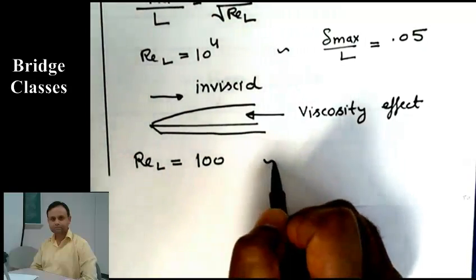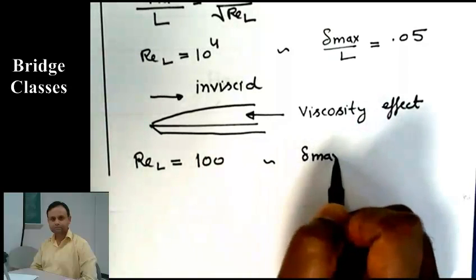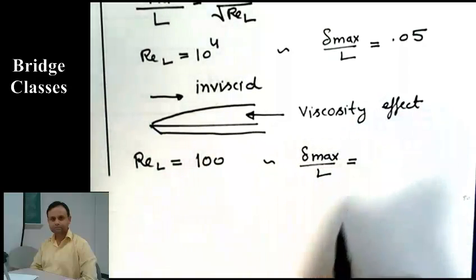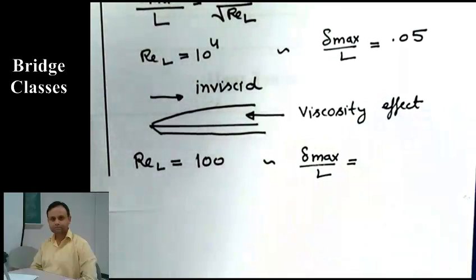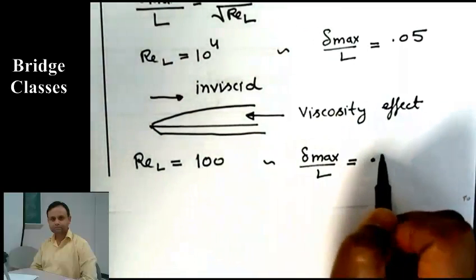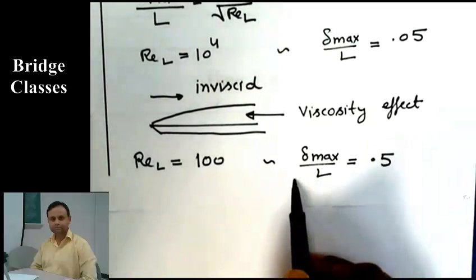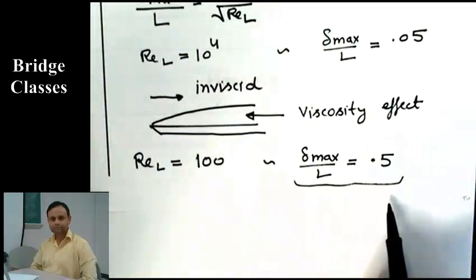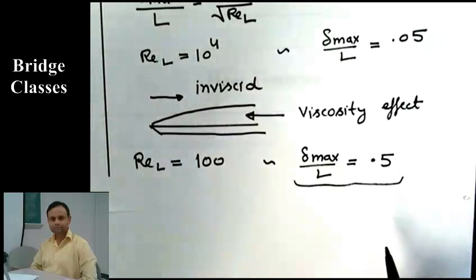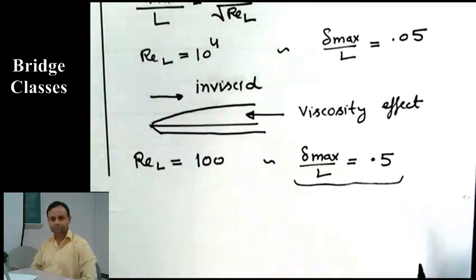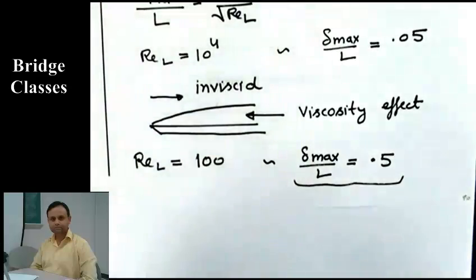If it is 100, then what will be delta max over L based on the formula we have? 50%. Okay, it will be 0.5, so 50%. Okay, so this is not thin. It is thick. So actually this formula will not even be applicable because it is applicable for a thin boundary layer. But at least we get the idea that Reynolds number is small, that boundary layer is thick.